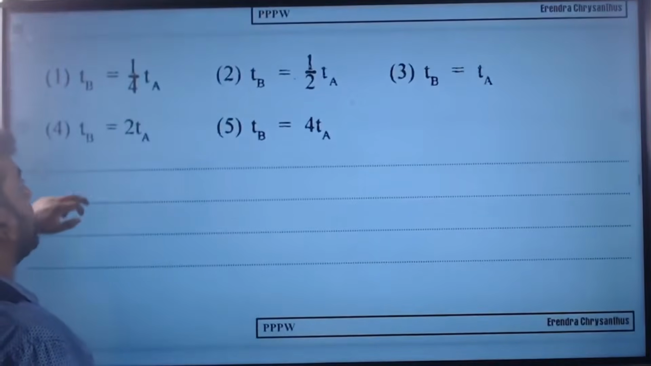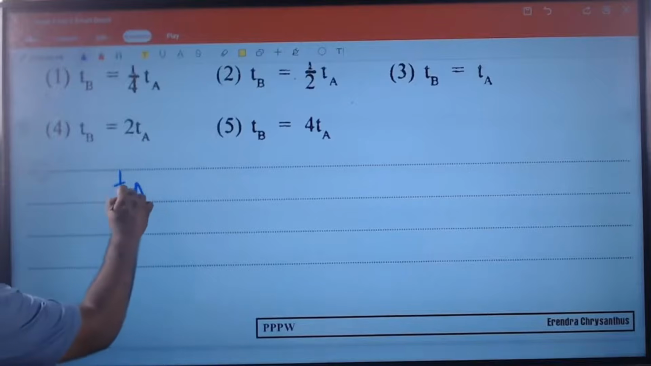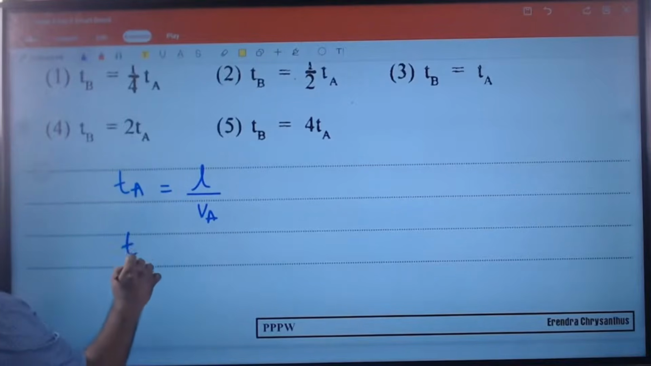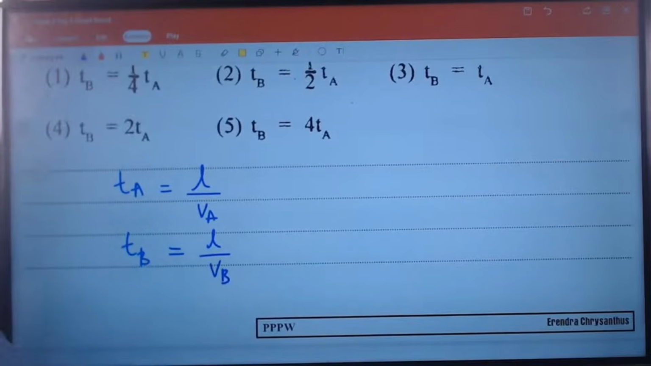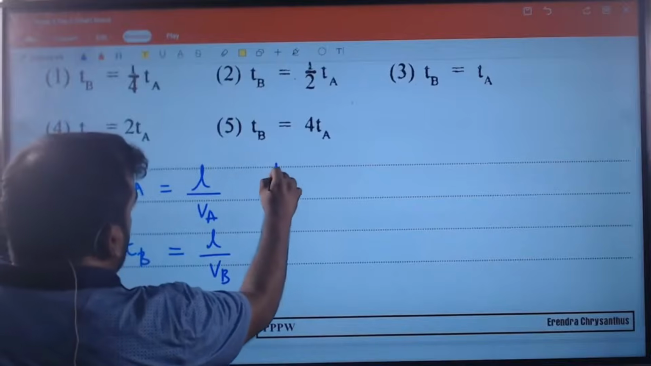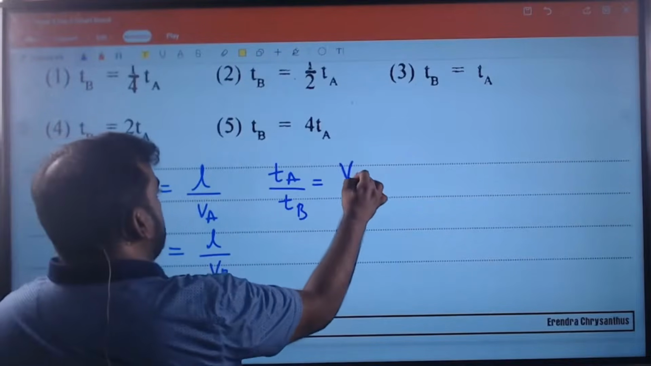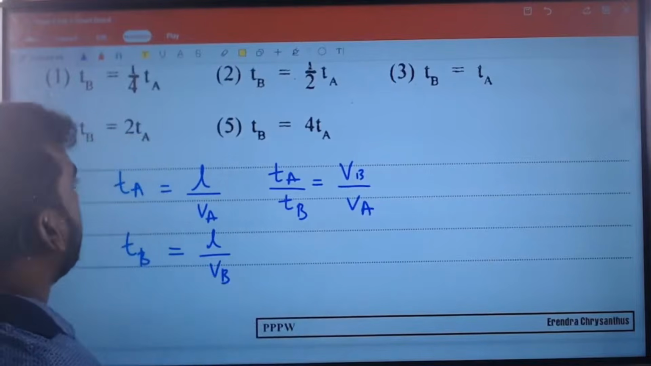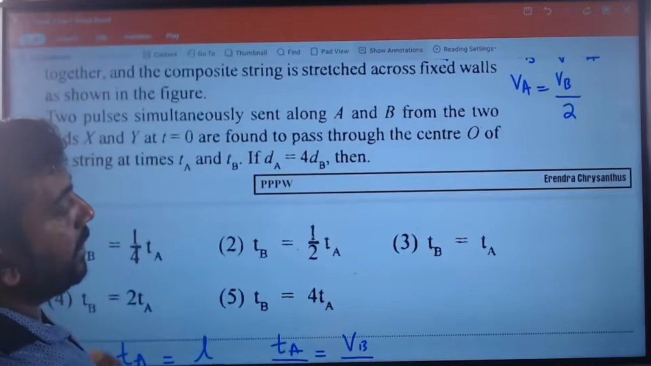What can you say about the times? Time taken by A is distance divided by speed. Time taken by B is distance divided by speed. Divide one by the other, TA divided by TB, that is VB divided by VA. Now you have found VB divided by VA.